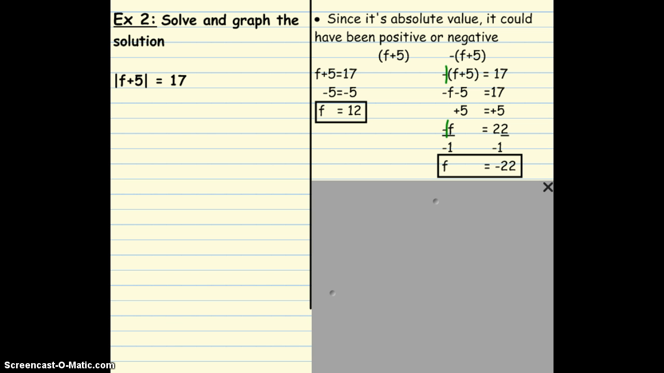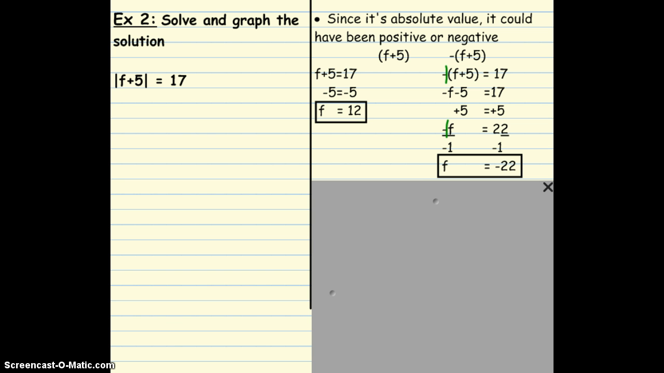And just to double check, if we put f back into our original equation, if f was 12, 12 plus 5 is 17, and the absolute value of 17 is 17. If we put negative 22 in for f, negative 22 plus 5 is negative 17, and the absolute value of negative 17 is 17. So that's why we have two solutions.